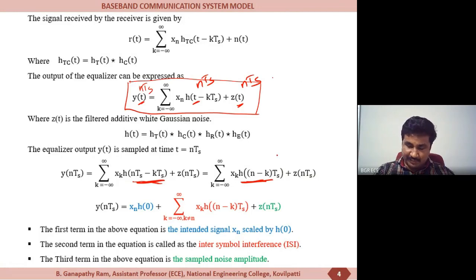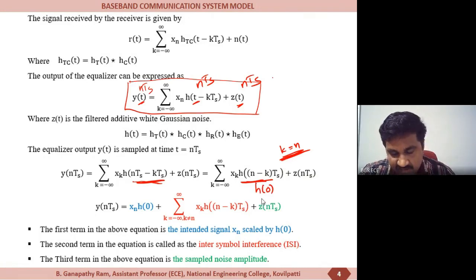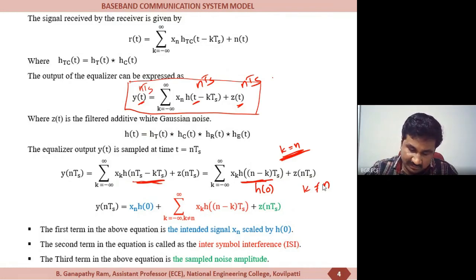And if you substitute k equal to n, you will get y of n Ts is equal to x_n. If you put k equal to n, this will become h of 0. For all other values of k not equal to n, this will not be 0. So we are taking the term k equal to n.